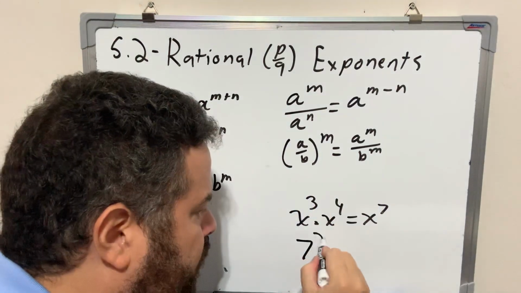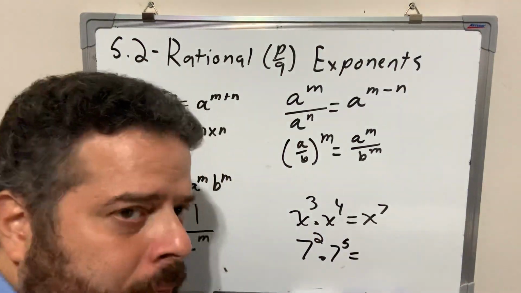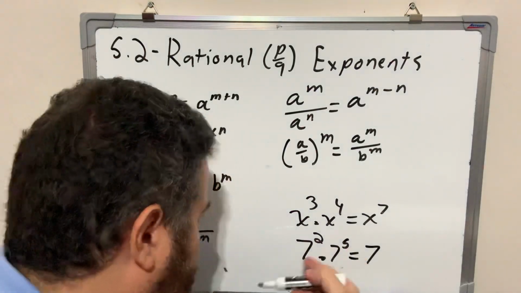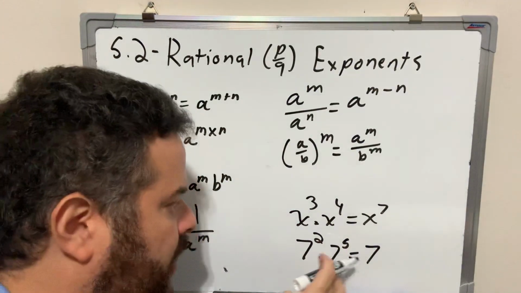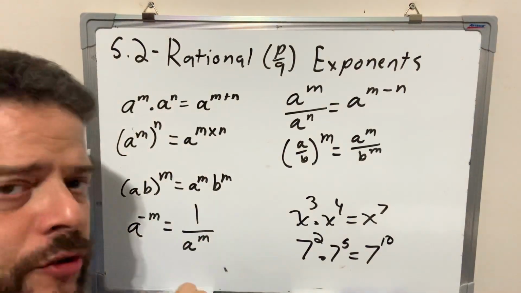If I have 7 squared times 7 to the 5th power, that's just the exact same base. You don't multiply the base or anything. 7 to the power 7. That is the first rule.